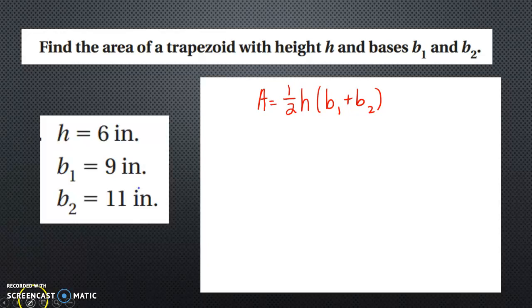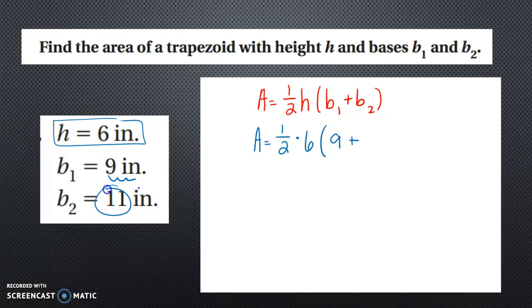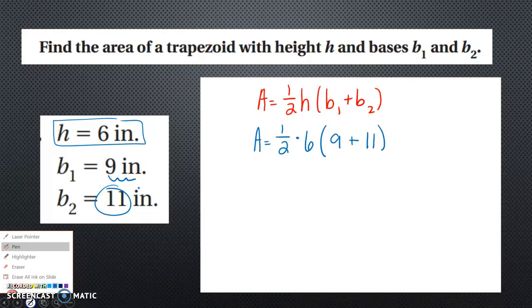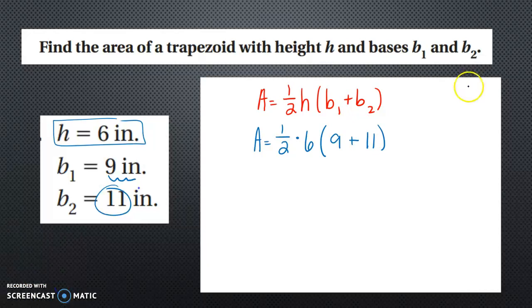Our next step, like in every area problem, is to plug in the values that we know. So we have A equals 1/2 times the height. Here, our height is 6 inches. And then in parentheses, base 1 plus base 2. Base 1 is 9 plus base 2, which is 11. Now at this point, what we need to do is follow our order of operations, or PEMDAS. That's going to be important for this formula.